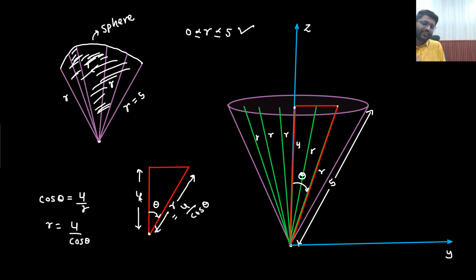Or you take its projection on this perpendicular line. So 4 by cos theta multiplied with cos theta will be 4 only. So this distance came out to be 4 by cos theta. That means the value of r is going from 0 to 4 by cos theta.